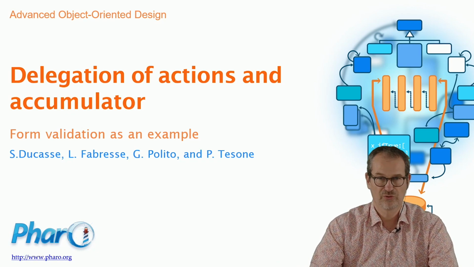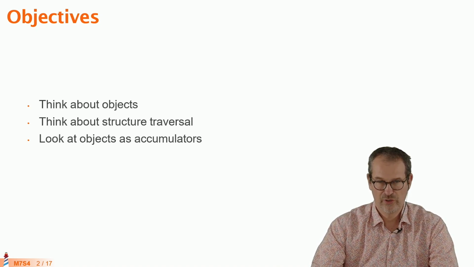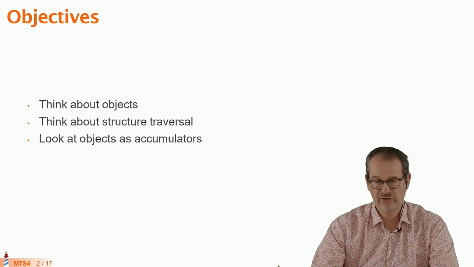and a design point. So the objective is to think of objects, of course, but also about structure traversal and distribution of behavior, as well as to look at an object as an accumulator, in the sense of, okay, I can have an object that is a basket in which other objects place a result.